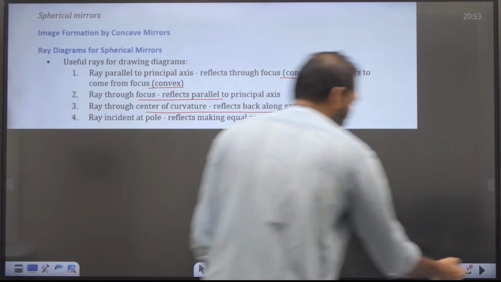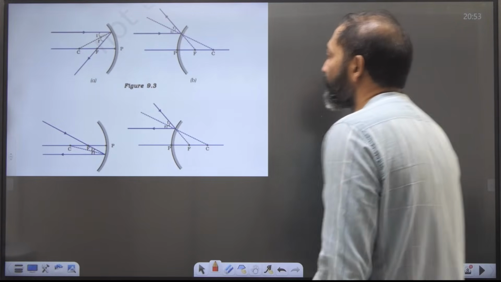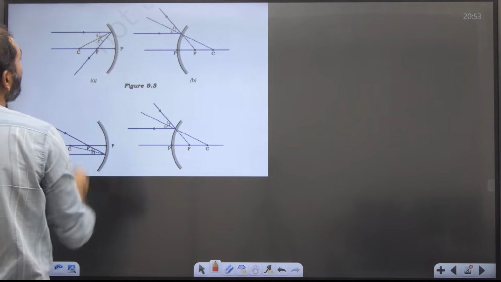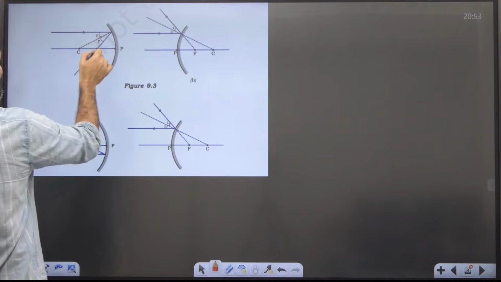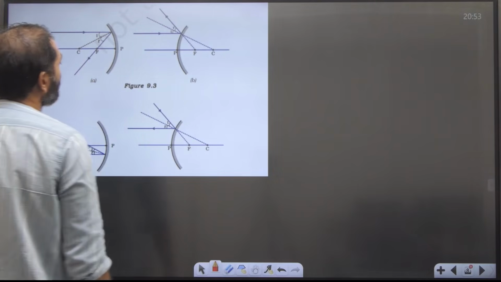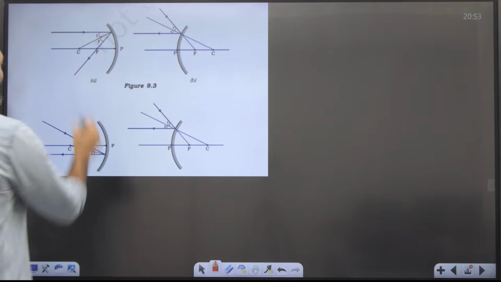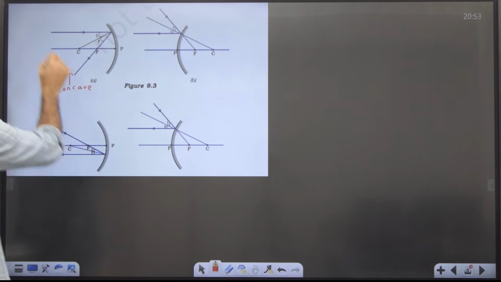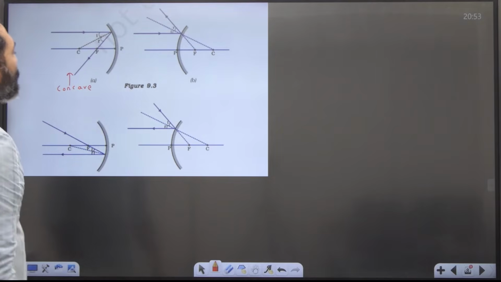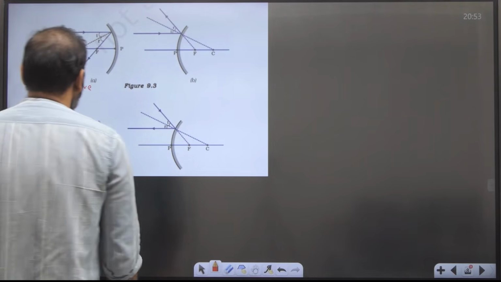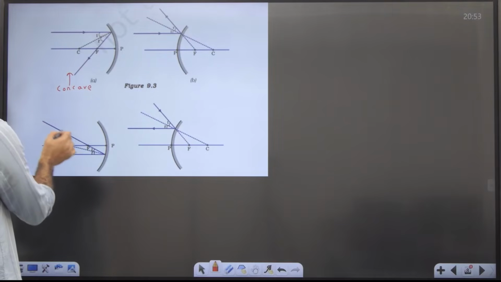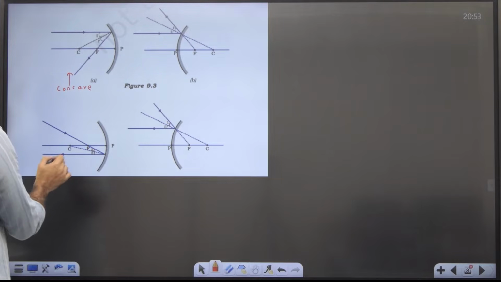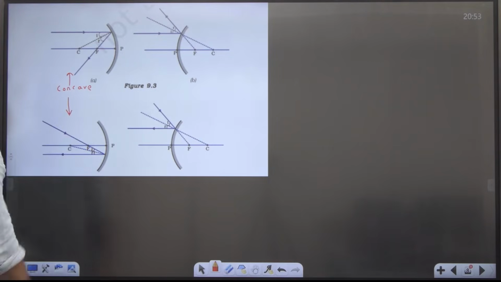Let's see these diagrams. What you are seeing: the ray is parallel to the principal axis, so it goes through the principal focus in the case of concave. This is concave. A ray parallel to the principal axis goes through the principal focus. Then a ray through the principal focus goes parallel to the principal axis. So this is also concave.